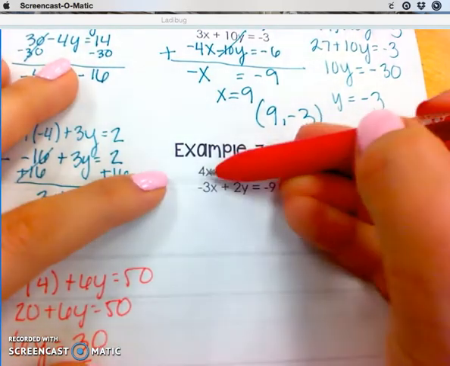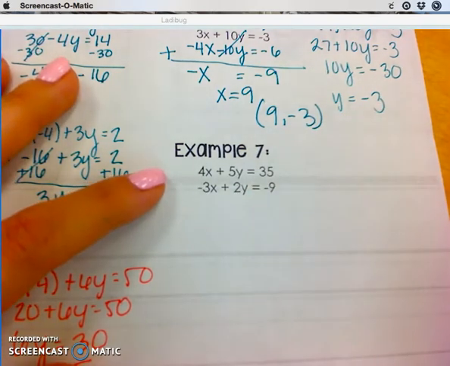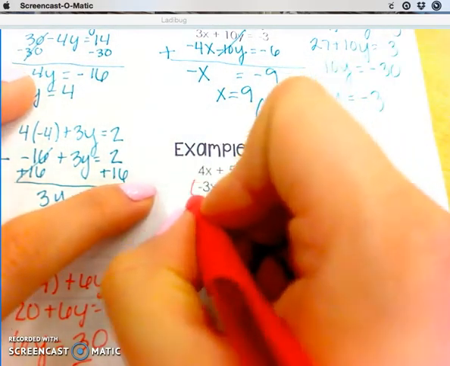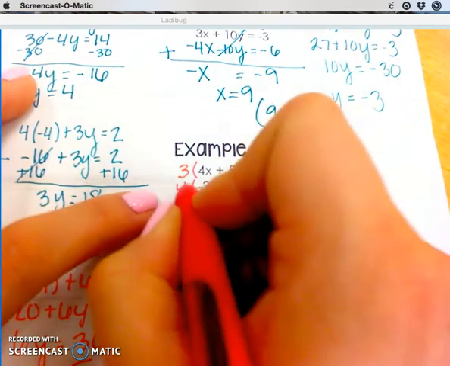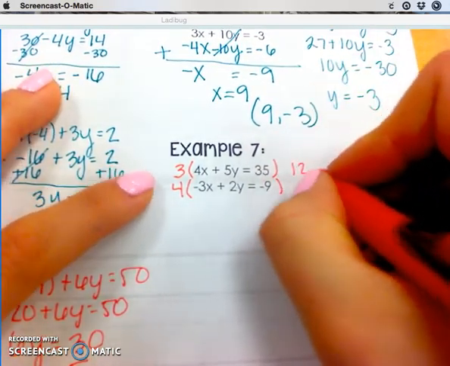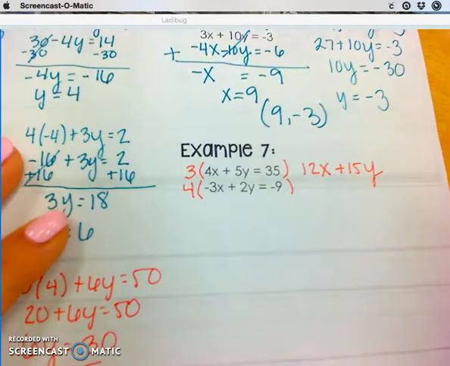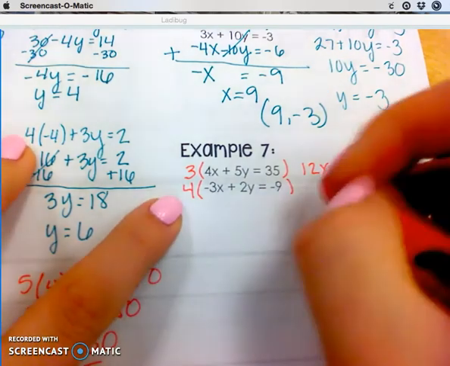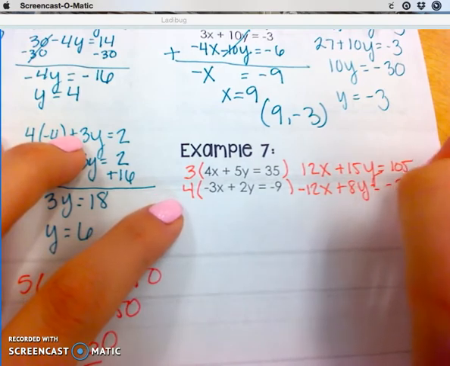And the last one, I can't make a 4 into a 3 or a 3 into a 4 or a 5 into a 2 or a 2 into a 5. I'm going to have to multiply both equations. Okay? Since this is already opposite signs, I'm going to make the x's cancel. I'm going to multiply the top one by 3 and the bottom one by 4 to give me a common 12x and then plus 15y will equal 3 times 35 is 105, and then distribute the bottom. Negative 12x plus 8y equals negative 36.